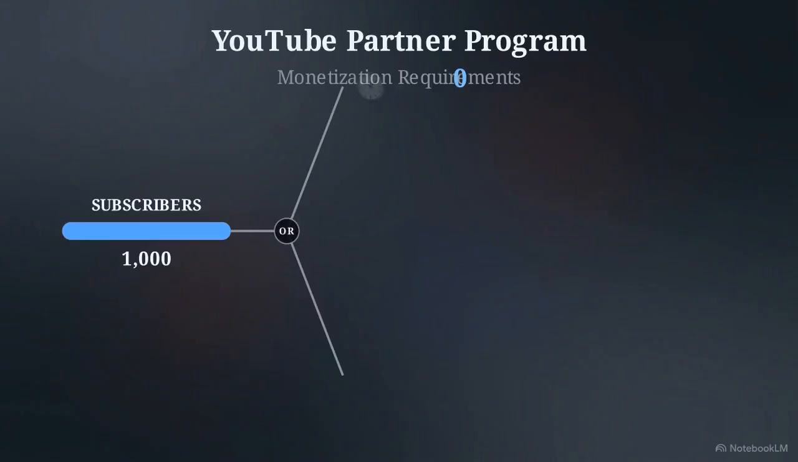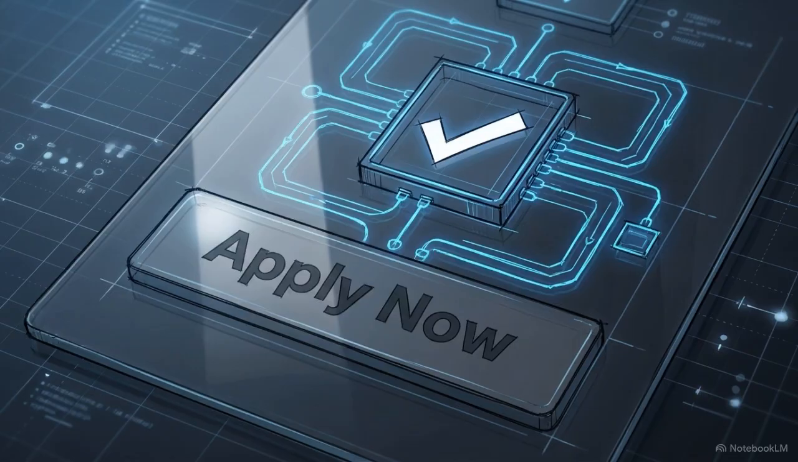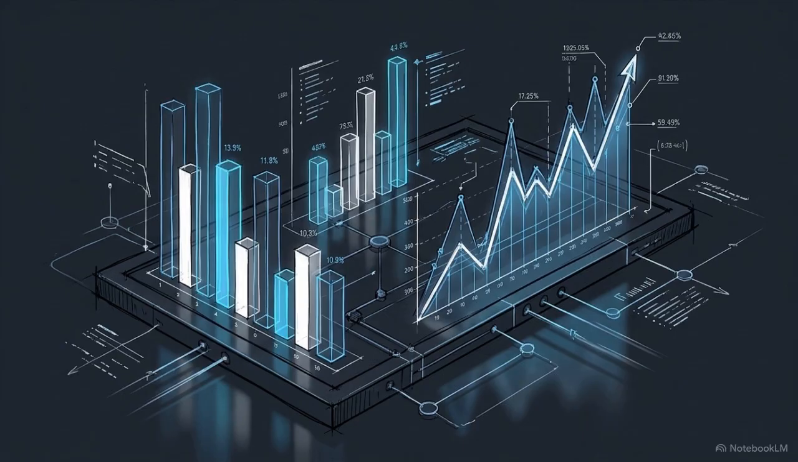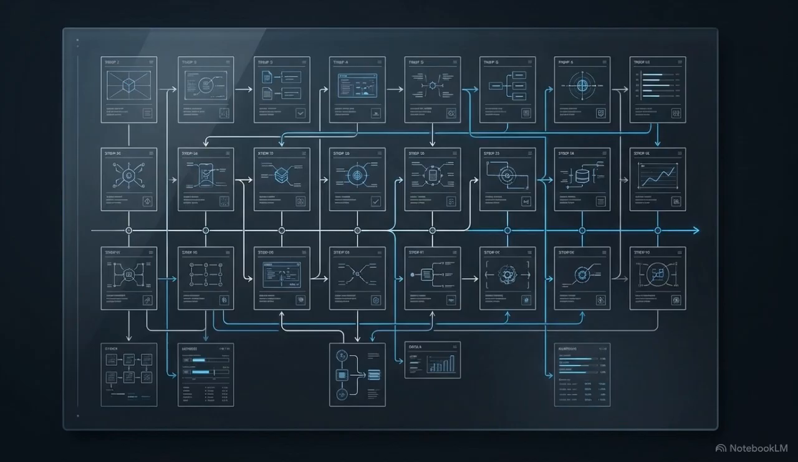Beyond subscribers, you must achieve either 4,000 public watch hours on long-form videos within a year or 10 million shorts views within 90 days. Remember that applying for monetization is only possible once the advanced features tier has been unlocked. These metrics serve as proof of concept, demonstrating a channel's commercial value to global advertisers. Reaching these goals requires a sustainable workflow and a clear content strategy to prevent burnout during the initial growth phase.